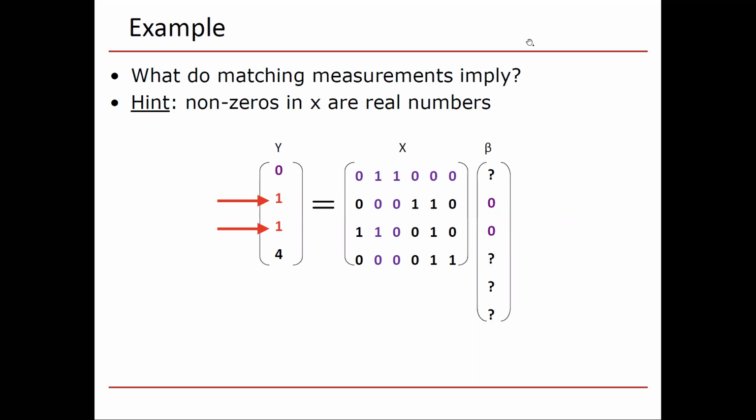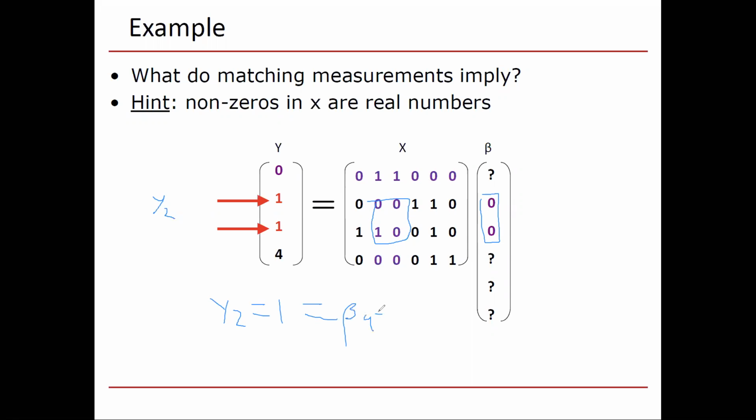So what does it mean that we have matching measurements? Again, let's try to understand what happens here. These parts of the matrices have already been marked off because we understand that beta 2 and beta 3 are equal to 0. So we know here that for measurement number 2, y2 is equal to 1, and it's equal to beta 4 plus beta 5. And we also know that y3, which is also equal to 1, is equal to beta 1 plus beta 5.